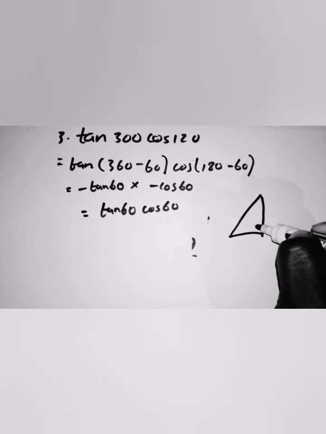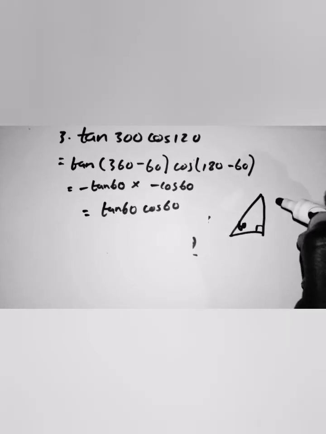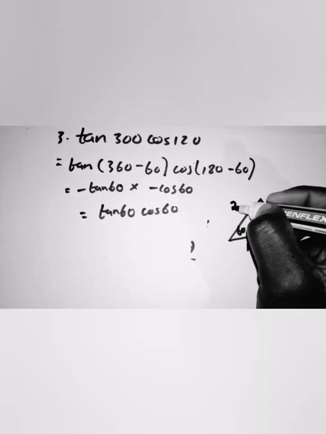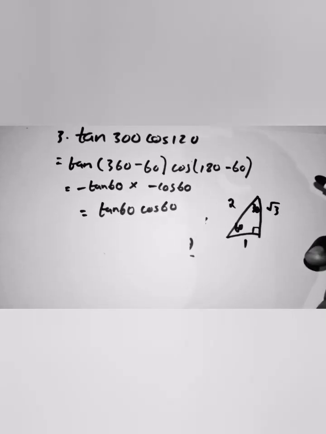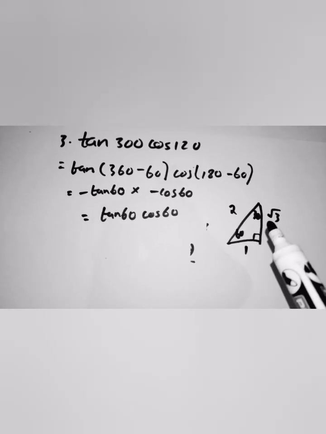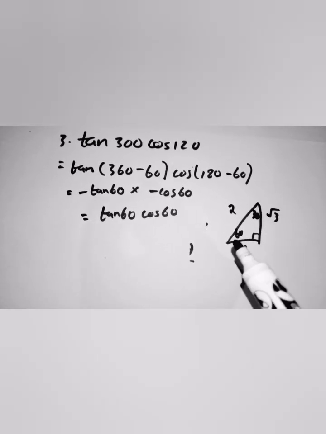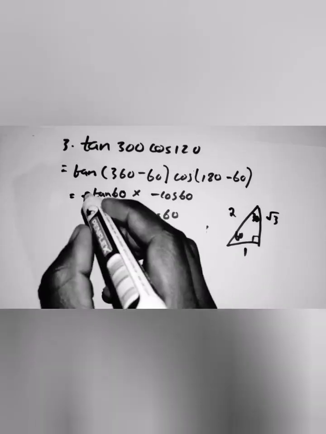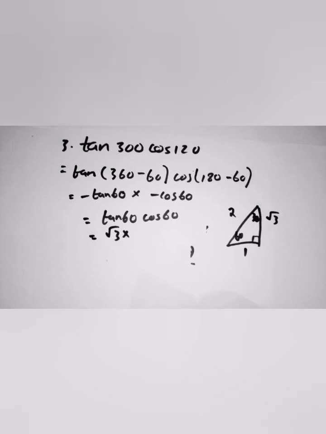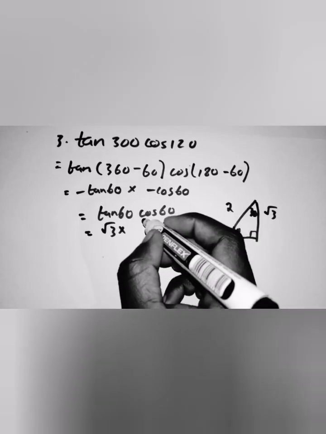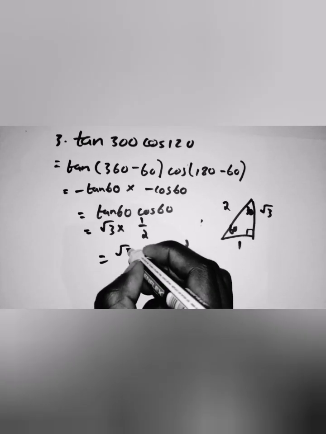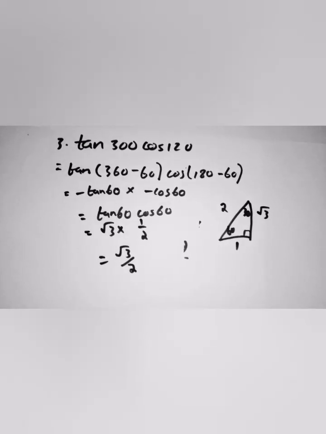Those are special angles. So you draw what? Your right angle triangle with those special angles there. Then here we have 30, and tan 60 you have what? Root 3 over 1, opposite over adjacent. Remember, root 3 times cos 60, which is half. Now you get what? Root 3 over 2 as your final answer.